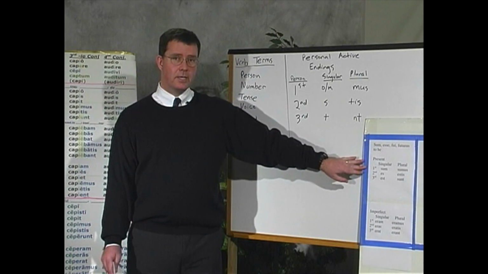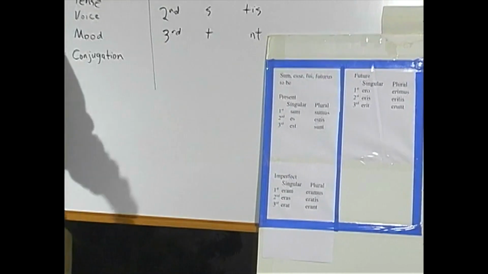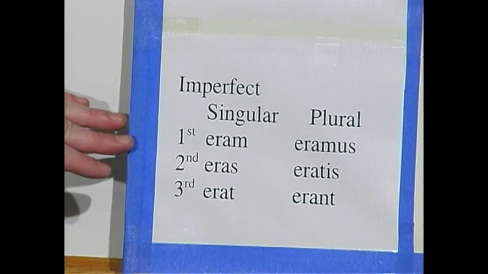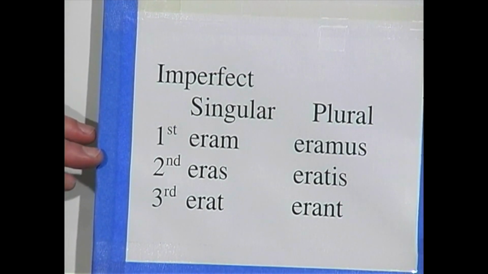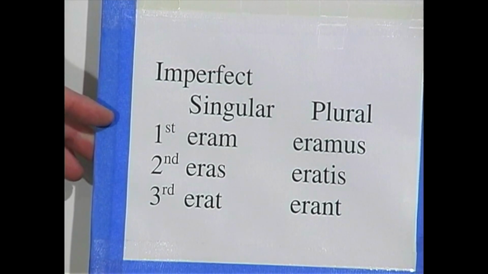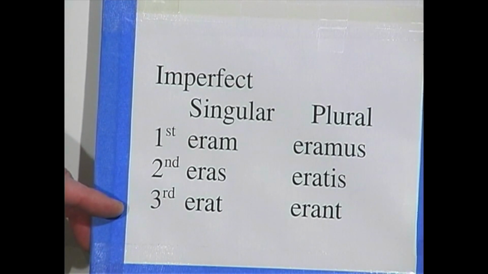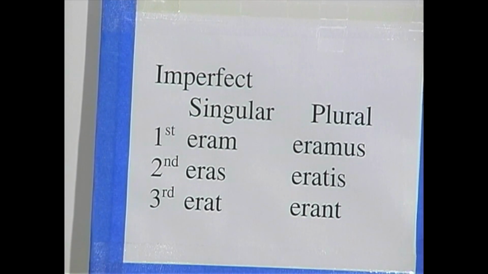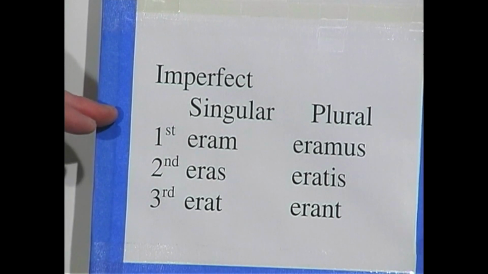Okay, from the present conjugation of sum, let's look at the imperfect. This is the past tense of sum, or one of the past tenses. It is conjugated as follows: eram, eras, erat, eramus, eratis, erant. Please repeat when I do these conjugations. This translates: I was, you were, he, she, or it was, we were, you plural were, they were. Eram, eras, erat, eramus, eratis, erant. This must be memorized.